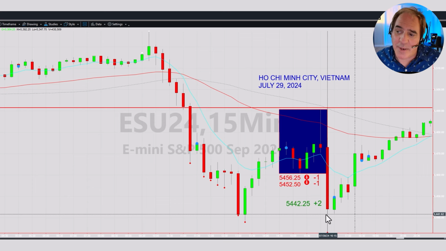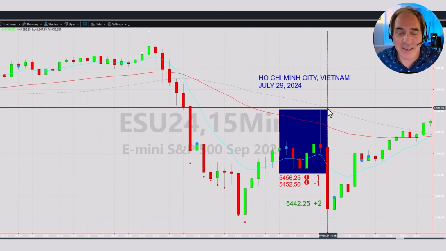And where I would put my stop, someone would ask, is the initial stop would go above the highs. That's pretty big risk there. But as soon as it starts moving in your favor, you really want to bring your stop down to break even.